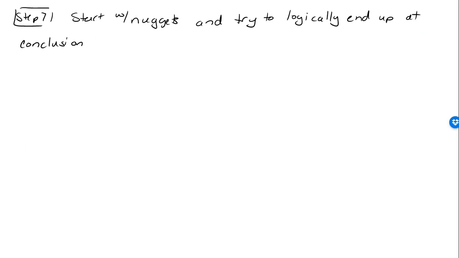Okay, so step 7: start with the nuggets and try logically to end up at the conclusion. Now, this is the part where students kind of focus when they're first writing proofs. They just want to get to step 7 and they want to bypass steps 1 through 6. Slow down, be patient, write out those steps 1 through 6. Right now, I'm going to make you. Eventually, you will just do it on your own because it should be ingrained. That's what you're supposed to do.